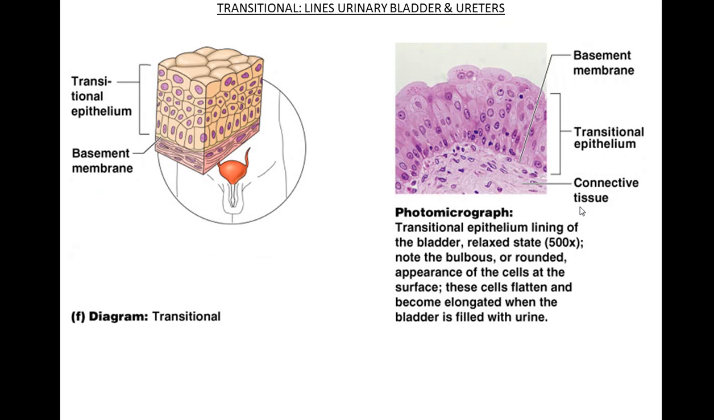Okay, so I already alluded to this earlier. There's really not much to say other than the difference with transitional is you have these cells that are kind of bulbous, right? But they can change shape when it's expanding because it's full of urine, or it's gotten rid of the urine. So that's pretty much all I wanted to mention about that. I do want you to be able to recognize this to a location. The most important one is the urinary bladder, and the tubules that are part of the ureters, because they can expand.